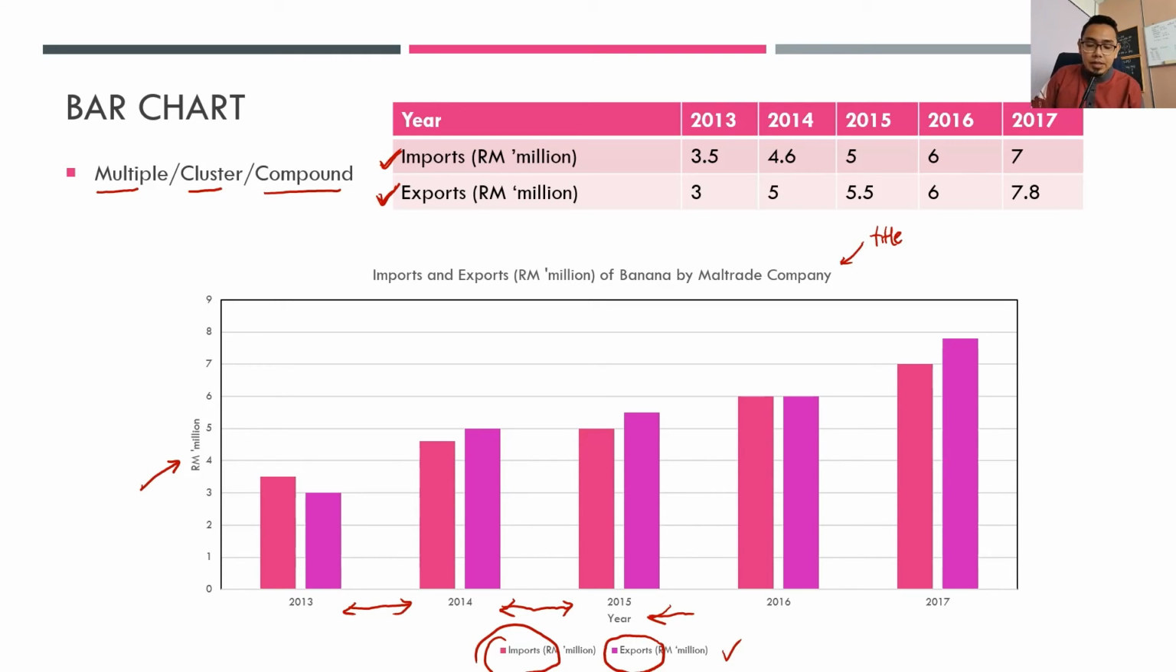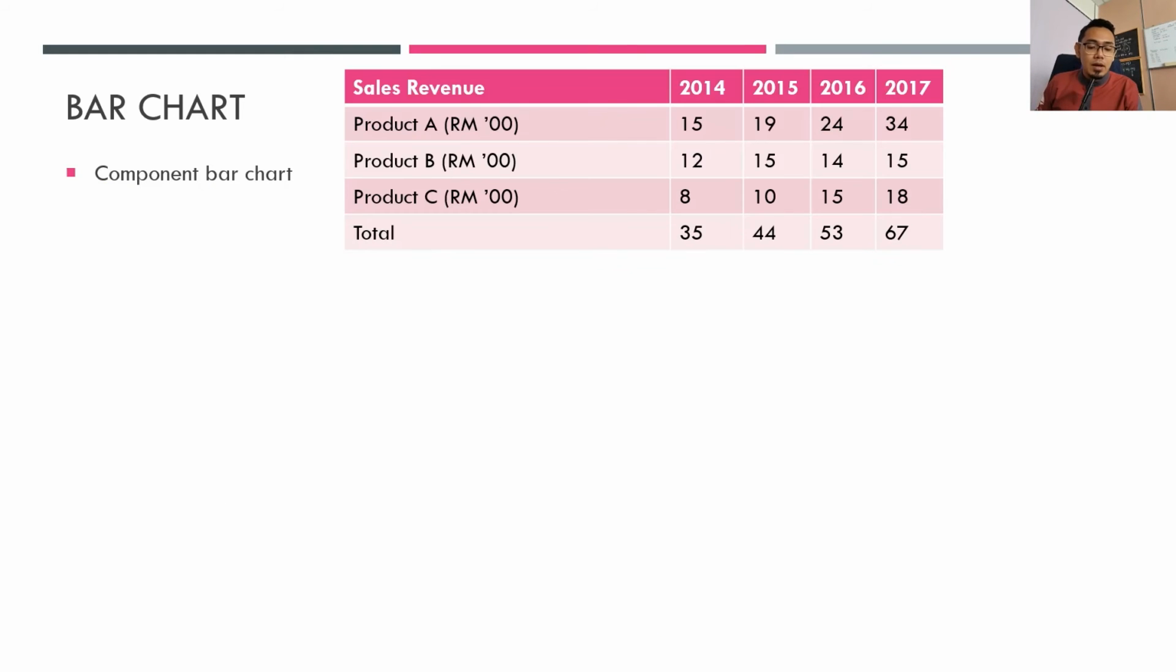So you can see that the data has two variables, which is the import and export there. So this is what we call a multiple bar chart, or cluster, or sometimes compound bar chart. All right. So let's now look at the component bar chart.